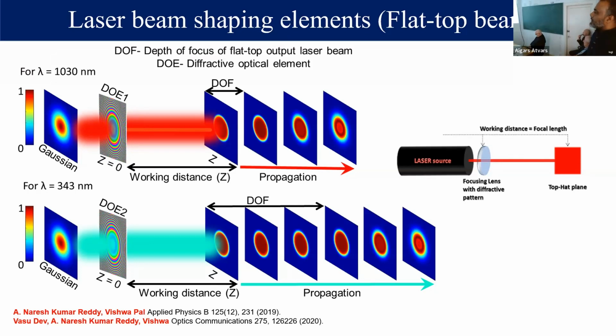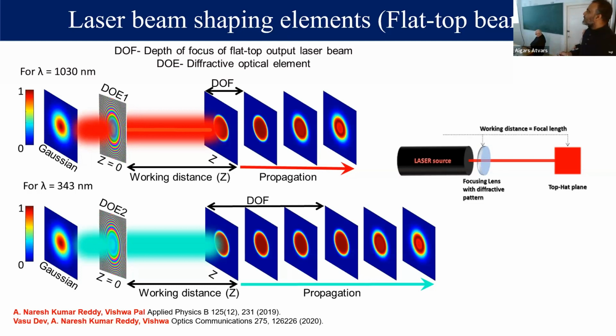After the working distance Z, we propagated the flat top beam further, and we found this flat top beam has some sort of depth of focus. After that, it rapidly deteriorates. Because what is the difference between the Gaussian and the flat top beam? In free space, the Gaussian beam has eigenmodes. But the flat top beam is just an approximation. The edges of the flat top beam are very sharp, so the moment they start propagating, they distort very rapidly.